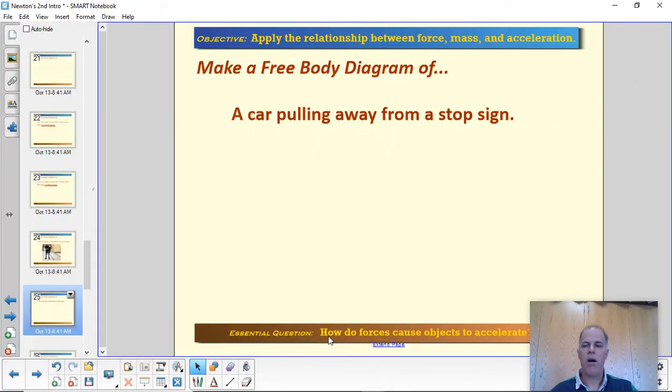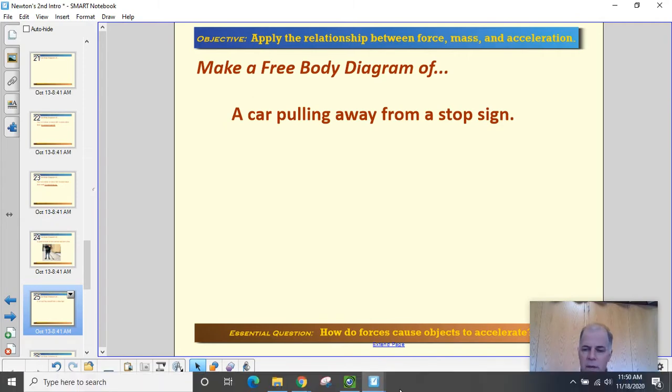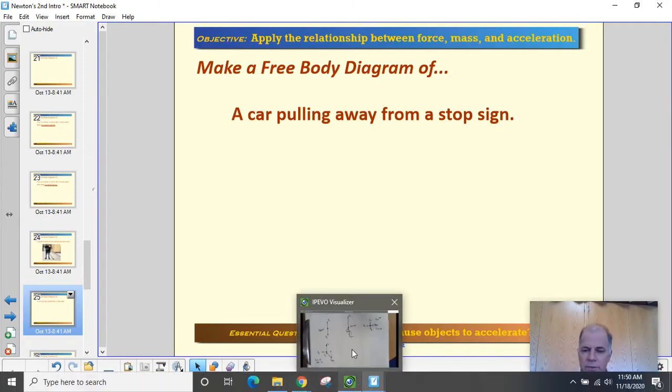How about a car pulling away from a stop sign? So you have been stopped, you stepped on the gas, and now the car is starting to move forward. It's accelerating forward. What would the free body diagram look like for that? So pause the video, do your best on this one, and we'll flip over to the solution once you've got a best guess.